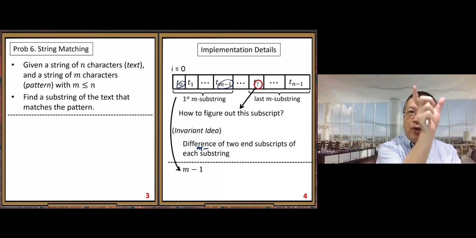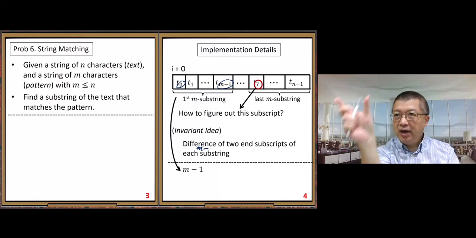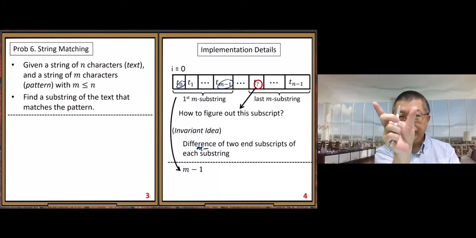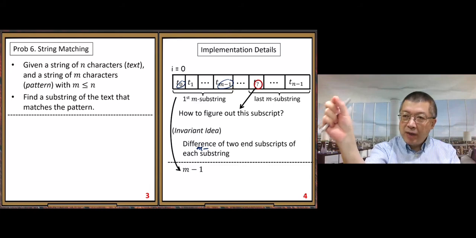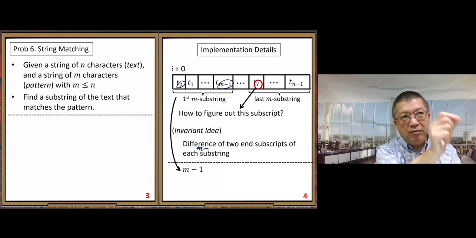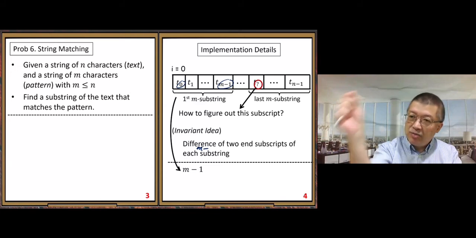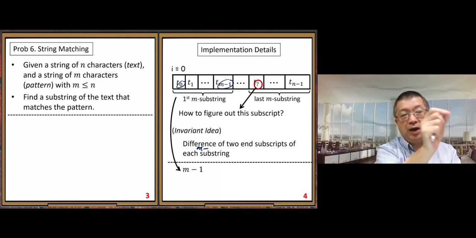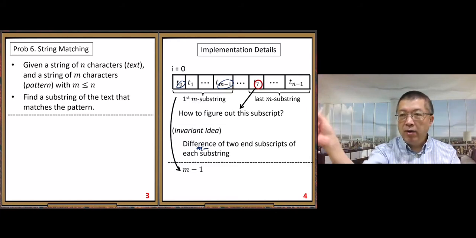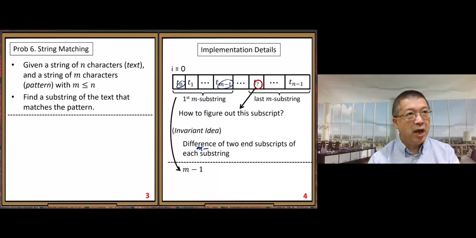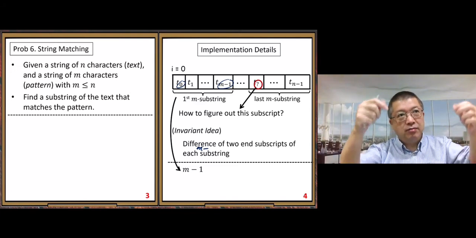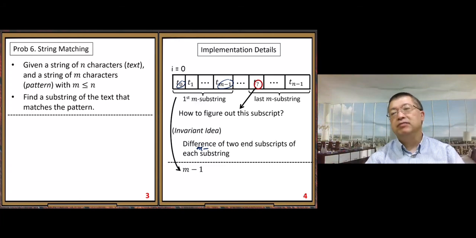Now, think about when you move your m substring one location to the right, every time one location to the right. The rightmost subscript increased by 1, the leftmost subscript also increased by 1. Same number, right? Rightmost increased by 2, leftmost also increased by 2. The number increased for both subscripts is the same. If that's the same, their difference also stays the same.